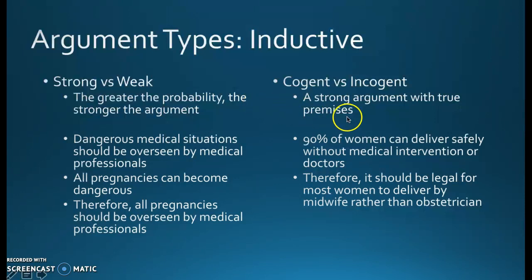Cogent versus incogent: a strong argument with true premises. So 90% of women can deliver safely without medical intervention or doctors. Very short for: it should be legal for most women to deliver by midwife rather than obstetrician. Here we have a high probability, 90%, so it's a strong argument. And we also know that this statement is true from research that we've done. So a true premise with a strong argument is going to be cogent. If the premises were untrue, then the argument would be incogent.